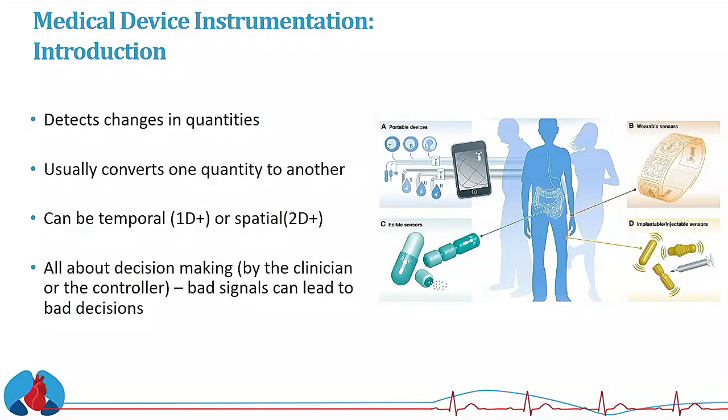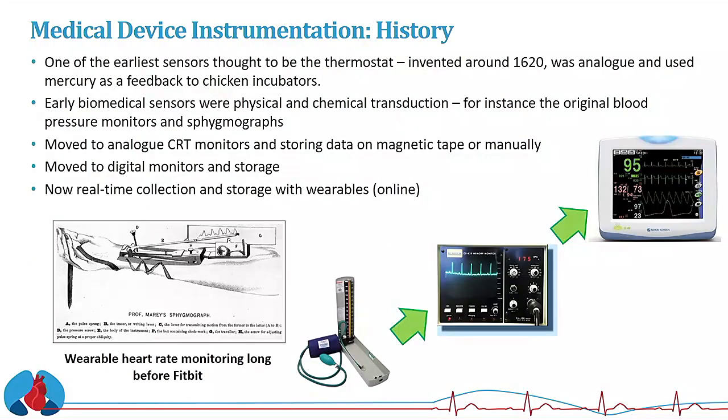So why do we need sensors? Why do we need direct measurements? Obviously to detect changes in quantities. We normally use sensors to convert one quantity to another. So signals is what it's all about. The signals can be temporal, which is 1D with time, or they can be spatial, such as images, which is 2D with or without time. And you can use multiple signals together to get an idea about what's going on. It's all about decision making. So bad signals can lead to bad decisions. And when it comes to people's health, we don't want any bad decisions.